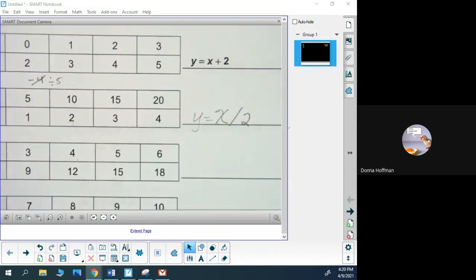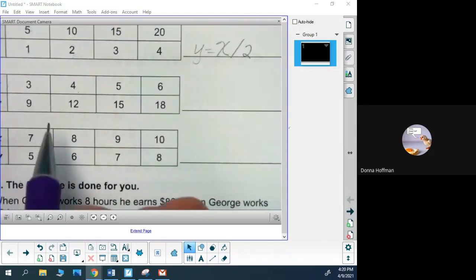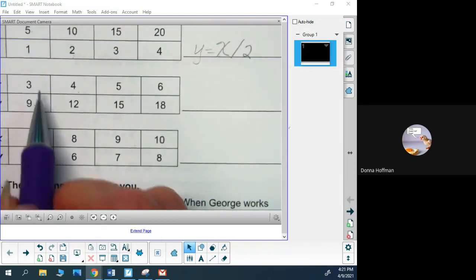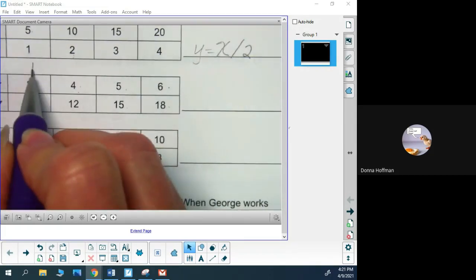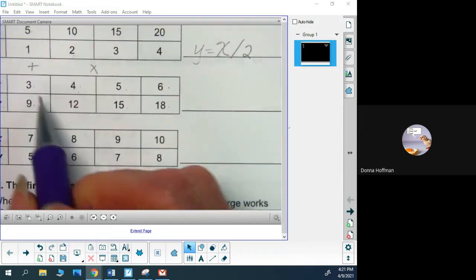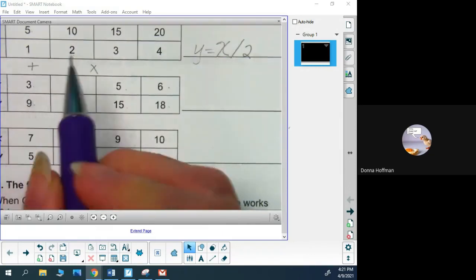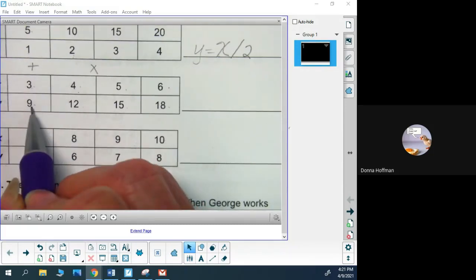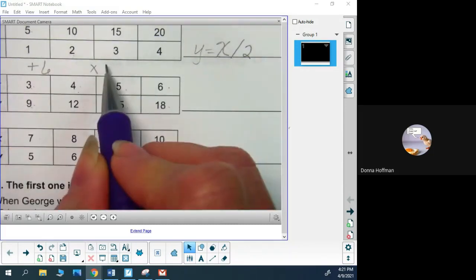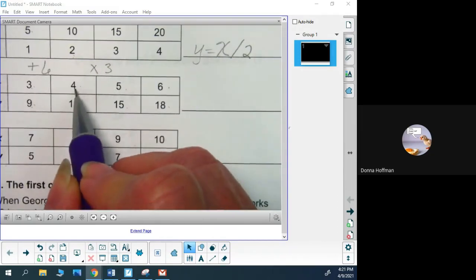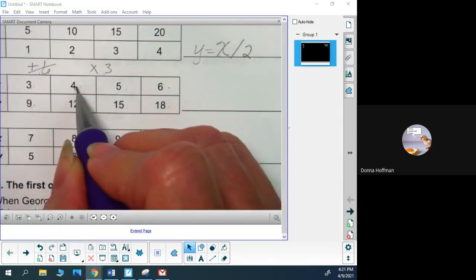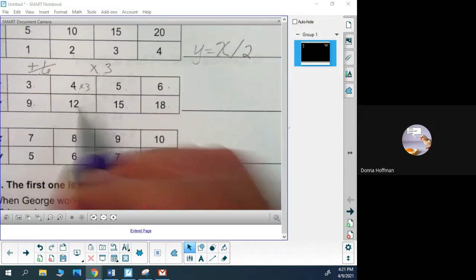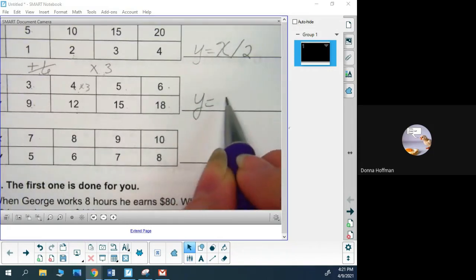Number 3, let's see what's happening. I'm increasing from 3 to a 9, 4 to a 12, 5 to a 15, 6 to an 18. If I'm increasing, I'm either adding or multiplying. Going from 3 to 9, I would either be adding 6 or multiplying by 3. 4 plus 6 would give me 10, so it's not that one. It's got to be multiplying. 4 times 3 definitely gives me the 12. So y equals, and then my x is going to be multiplied by 3.